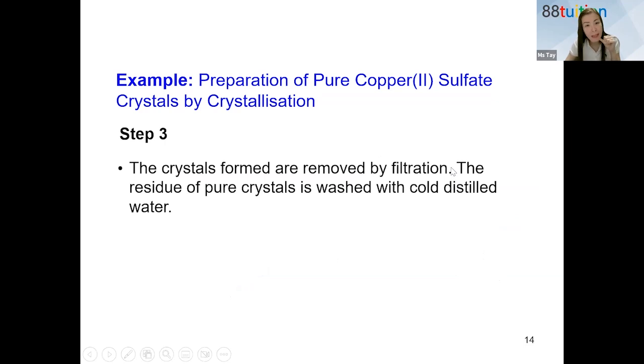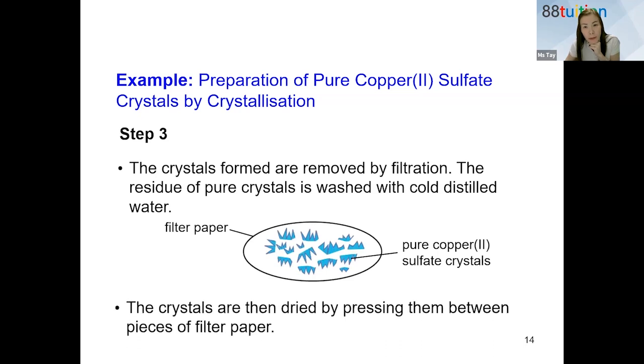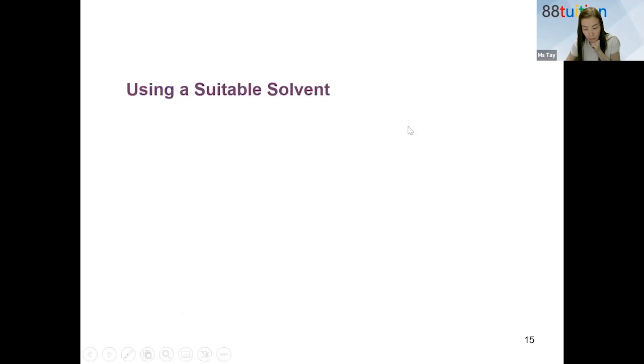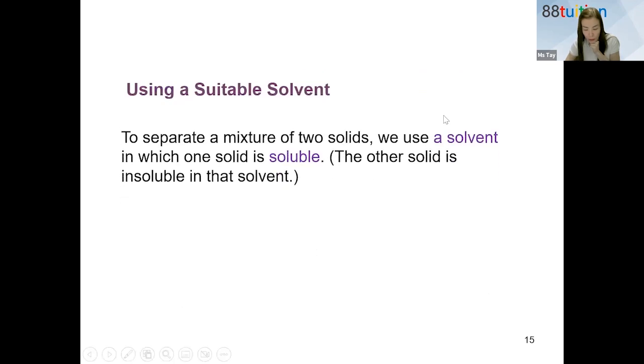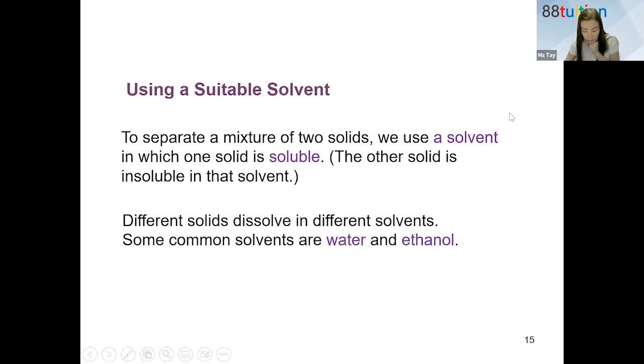Right? So the crystals formed are then removed. Sometimes by filtration, sometimes it's easy for us to pour away the solution that's left behind. Then we will wash with a little bit of cold distilled water and then dry it between pieces of filter paper. All right, so this is what happens in crystallization. So choosing the suitable solvent is important.